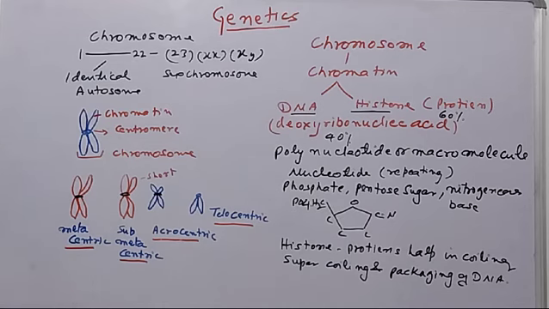Now in my last video I explained karyotype. That is a very important thing. Karyotype is when the chromosomes arrange themselves as per the length and the shape of the chromosomes from 1 to 23. That is a karyotype, and it is very important in the diagnosis of genetic disorders.